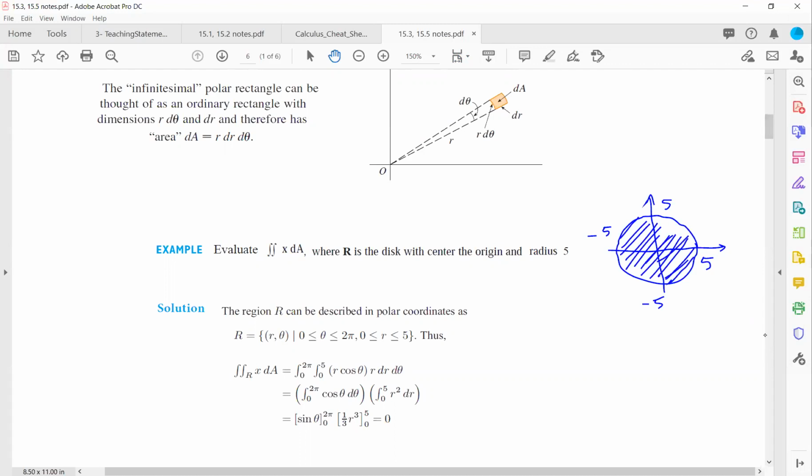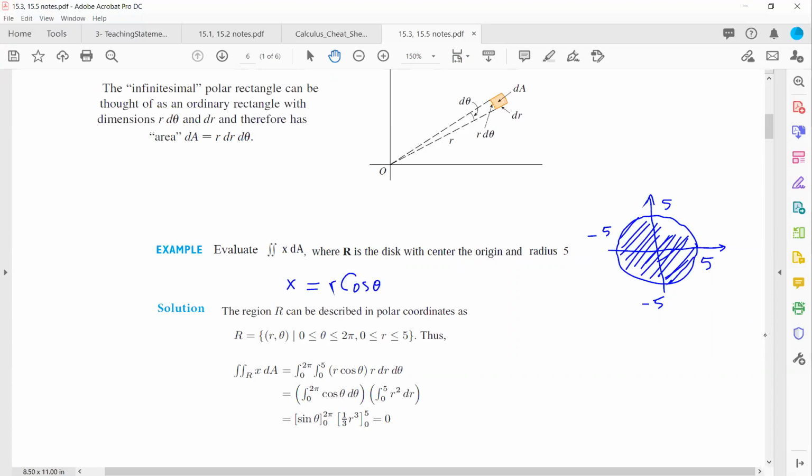Perfect. First of all, we can convert x into r cosine theta. We already know that. Wherever we see x, we can write r times cosine theta. We're converting x into polar format.